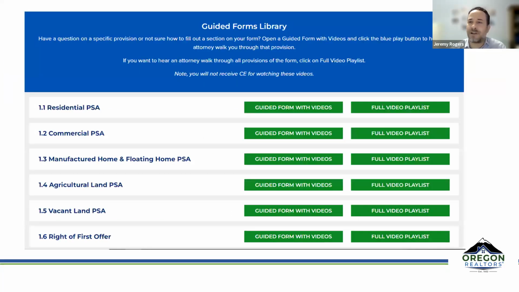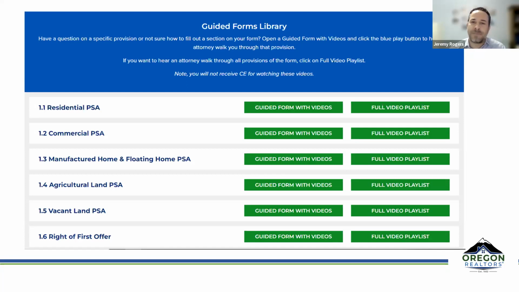We also have what we call our guided forms library. The guided forms library is a video annotated version of each of our forms. So if you scroll down that training page, you'll see the guided forms library section of the page. You'll see on the left-hand column the list of our forms. On the right side, you will see green bars that say guided forms with videos.